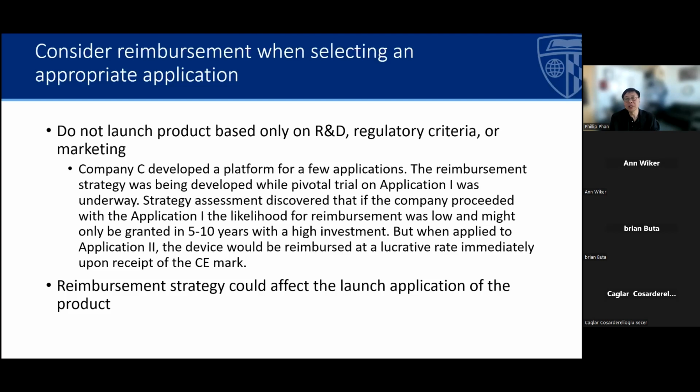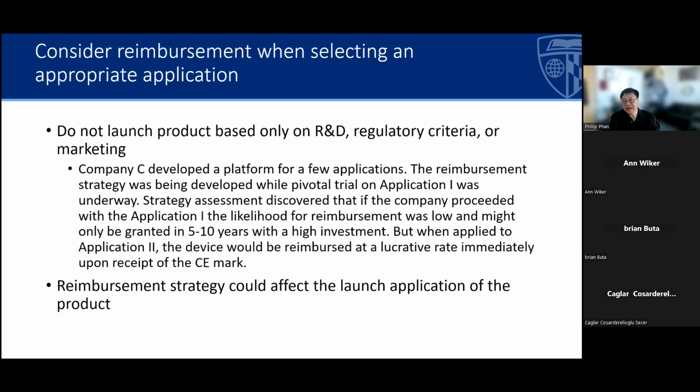It turned out that the reimbursement was too low for that application. So at the time of the trial, the company was able to pivot, right, to a different application, which was reimbursed at a higher rate. And it was reimbursed immediately the moment the company got a CE mark for that particular device. So that's the benefit of thinking about reimbursement while you're developing your device, because you can aim your clinical trial or pivot the application to an area that could be more profitable.